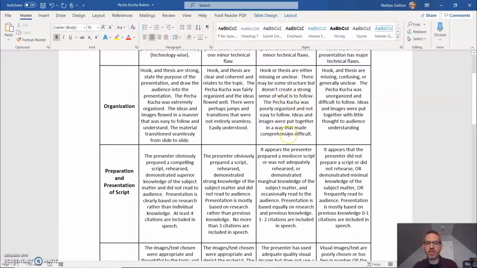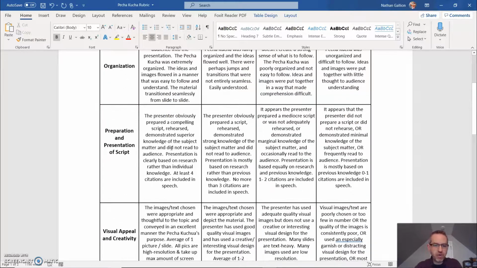The Pechakucha is poorly organized, so you can see where the differences are, okay? The preparation and presentation of your script. There's a lot in here, okay? So to get all the points, it says the presenter obviously prepared a compelling script.